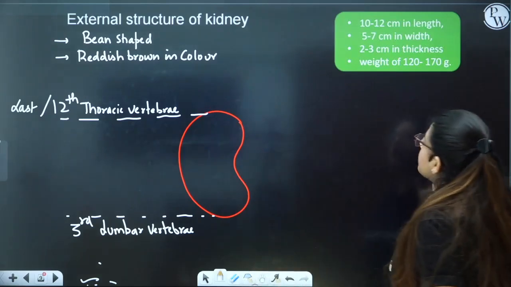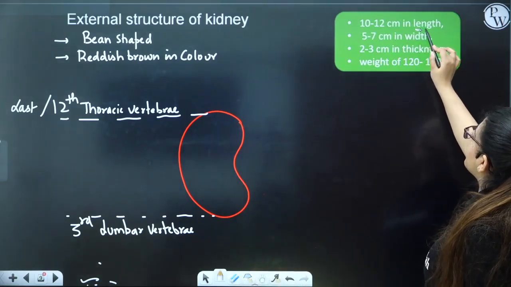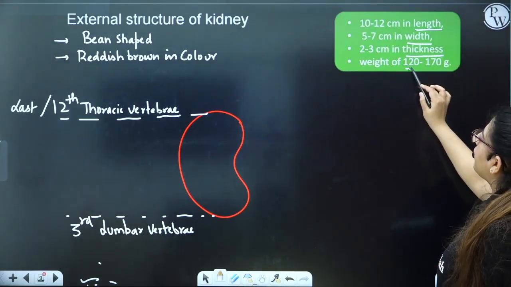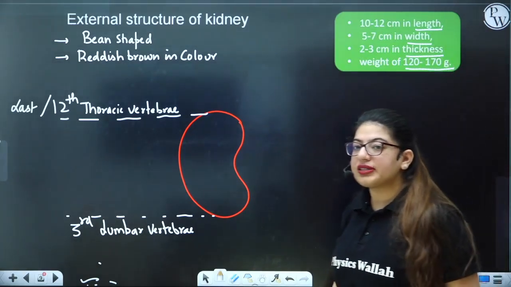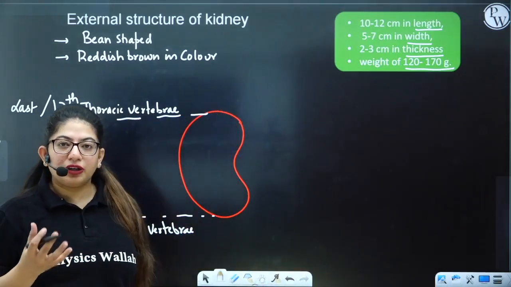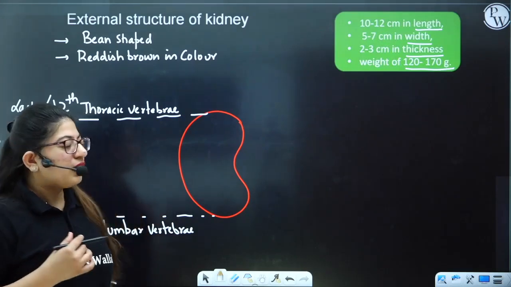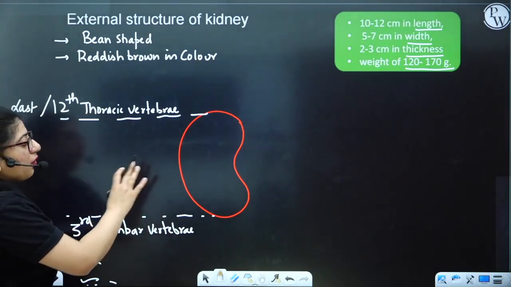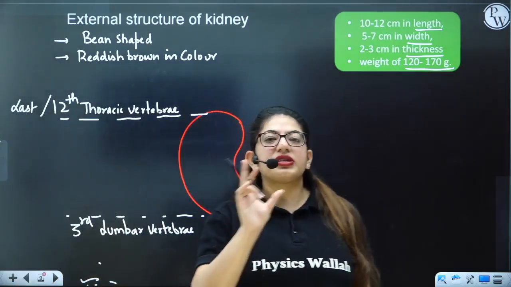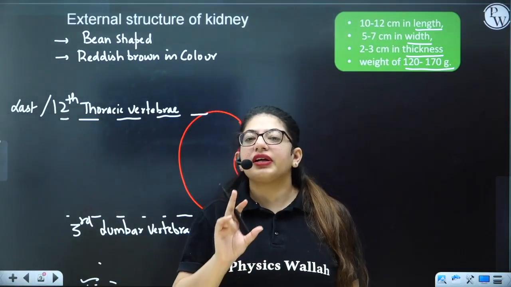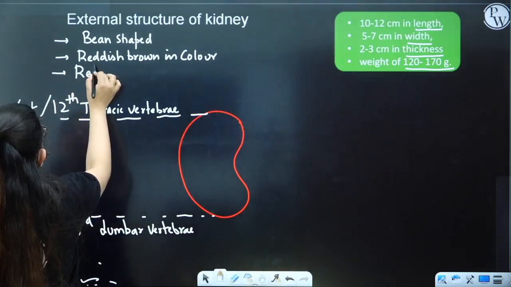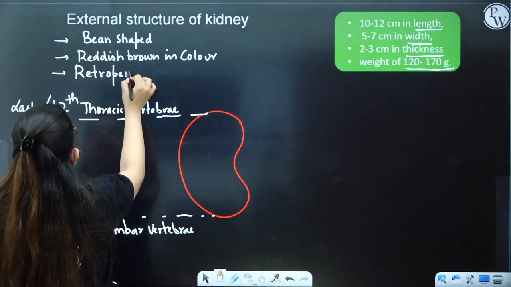Let's talk about its dimensions. The length is 10 to 12 centimeters, width is 5 to 7, thickness is 2 to 3, and weight is around 120 to 170 grams for each kidney. Okay, so how much does it weigh? Around 120 to 170 grams. All right. If I talk about the peritoneum, this type of organ is present outside your body cavity, and hence you call it a retroperitoneal organ. So your kidney is a retroperitoneal organ. What is a retroperitoneal organ?